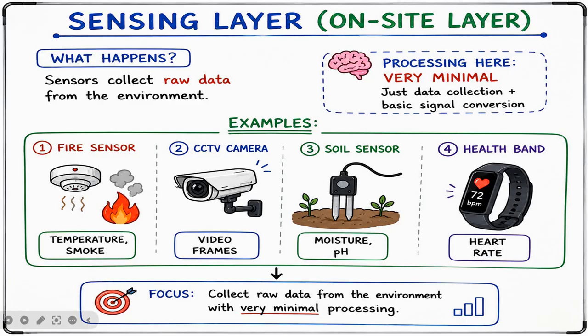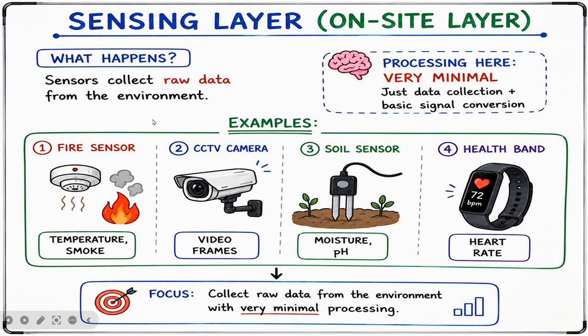Now in this sensing layer, devices called sensors detect physical conditions such as temperature, motion, light or biological signals, and these signals are usually analog in nature. So they are converted into digital form using basic electronics, and the data collected is raw and unprocessed, meaning no intelligent decision making happens here. In simple terms, this layer acts like the ears and the eyes of the IoT system.